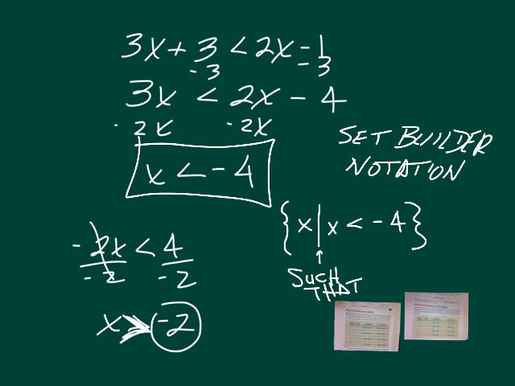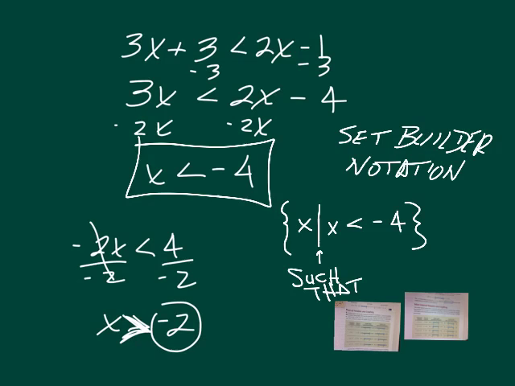Not only do I expect you to be able to write that correctly, I also expect you to be able to verbalize that: the set of all x such that x is less than negative 4. The key part of this is the set of all x such that. That's always going to be the same. Set of all x such that, and then you read what carries on there.